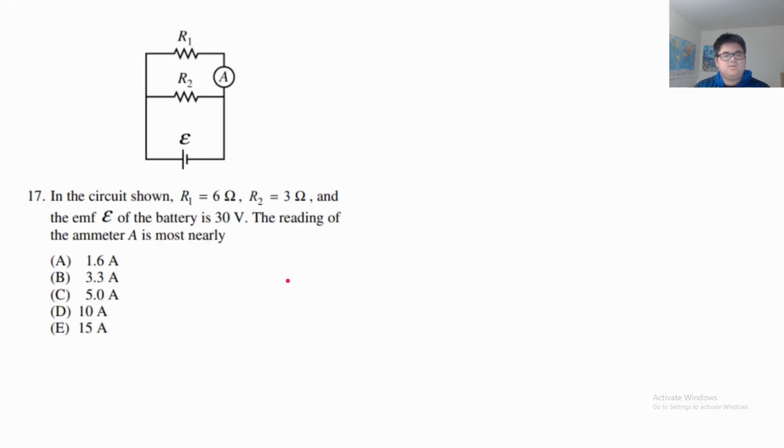Question 17 shouldn't be too hard. In the circuit shown, R1 has a resistance of 6 ohms, R2 has a resistance of 3 ohms, and the EMF of the battery is 30 volts. The reading of the ammeter is most nearly what?